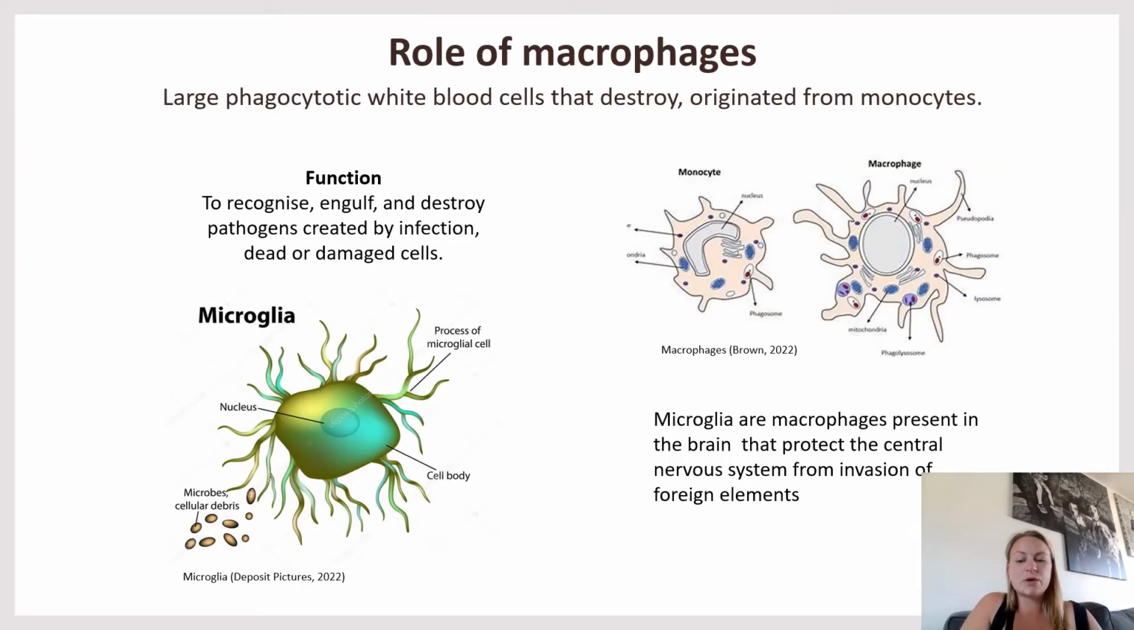Macrophages are large phagocytic white blood cells originating from monocytes. They become specialized cells after the monocyte leaves the bloodstream, penetrating infected tissues and undergoing a series of changes to become a macrophage cell. As a phagocyte cell, they recognize, engulf, and destroy pathogens created by infected, dead, or damaged cells. Macrophages have specific names depending on where they are located and how they function in the body. Macrophages present in the brain are known as microglia. These protect the central nervous system from foreign elements.